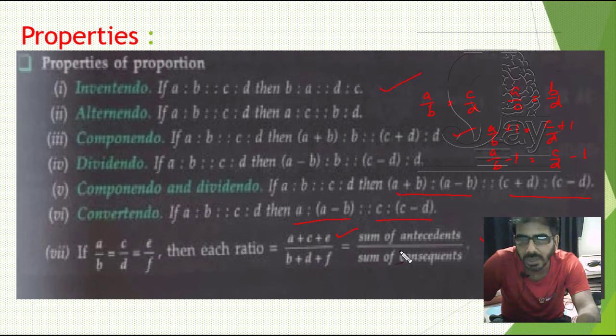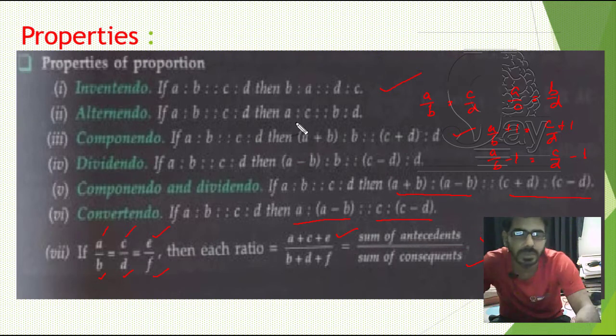Okay, so the numerators, or the antecedents, as they are called, the first term of a ratio is known as antecedent. Okay, so the first term is antecedent in each of these cases, and the second term is known as consequent. So the consequents of each ratio are added in the denominator part, and the antecedents of each ratio are added in the numerator part. So these are the simple properties you are going to remember.